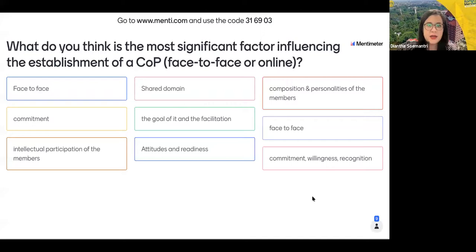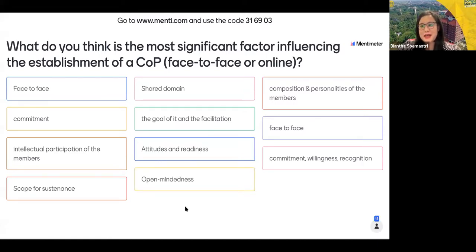Yeah, thank you very much. I think we have quite a number of interesting responses here. Okay, so what is the most significant factor? Face-to-face, interesting. So maybe we cannot have a full online COP, but we still need a certain amount of face-to-face interaction and meeting. Thank you very much.